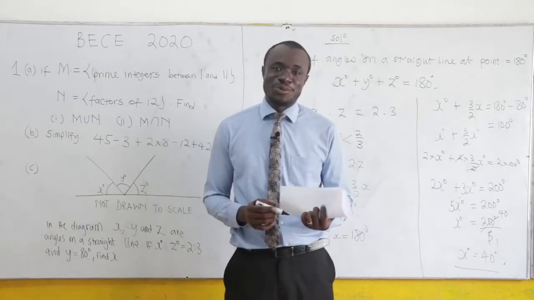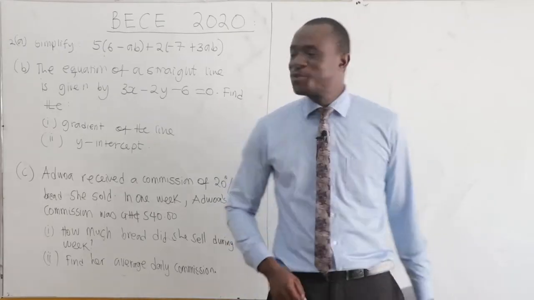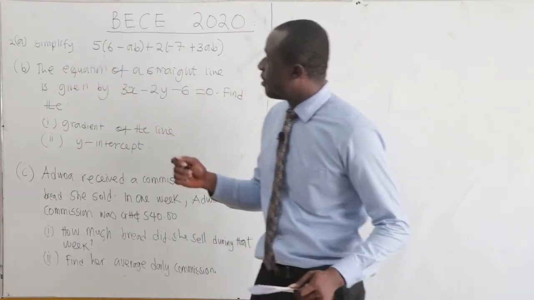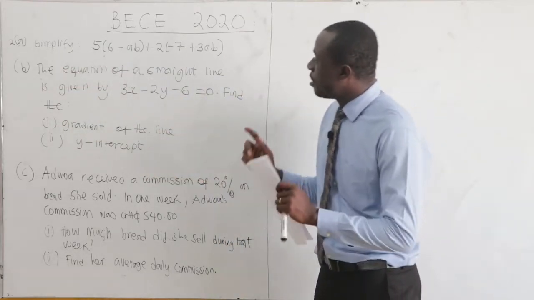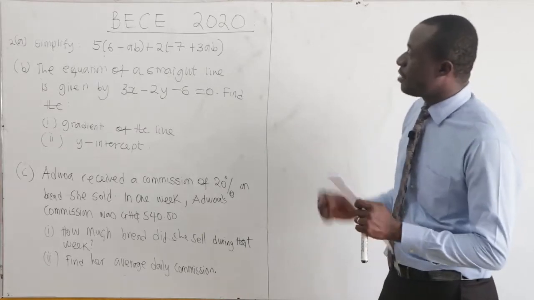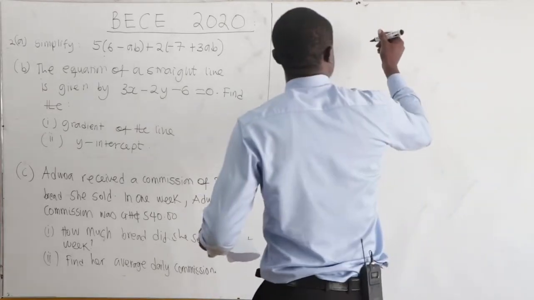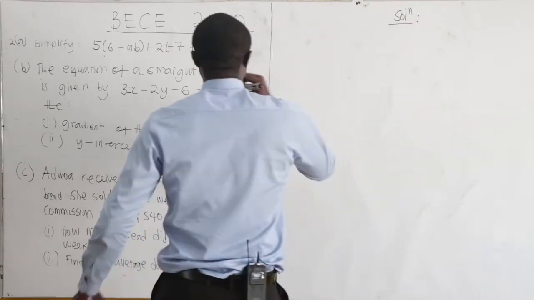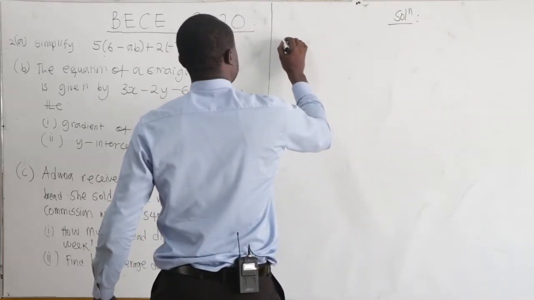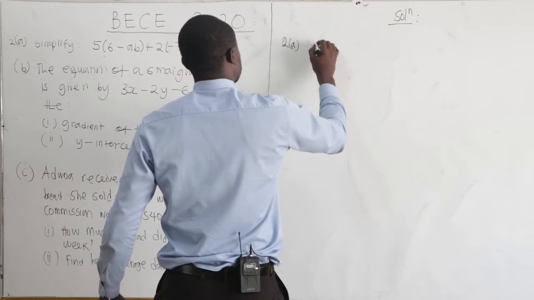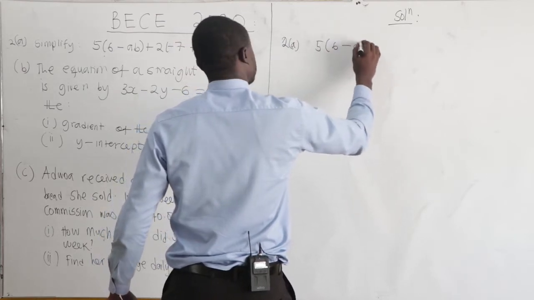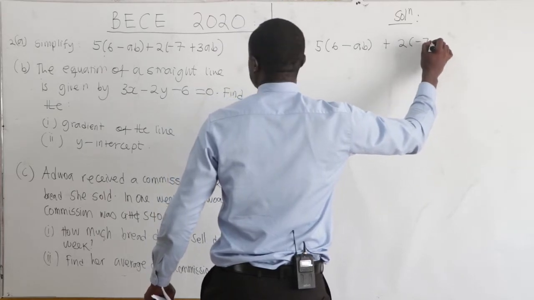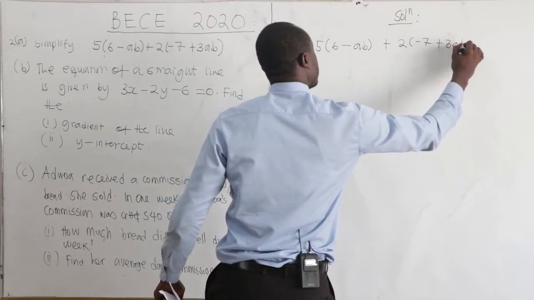Let's look at question 2. B.E.C.E 2020, question number 2. Let's see the A. Simplify 5 into bracket 6 minus AB close bracket plus 2 into bracket negative 7 plus 3AB. That's what we are told to simplify. Now let's see. So the first one, that is 5(6 minus AB) plus 2(negative 7 plus 3AB).